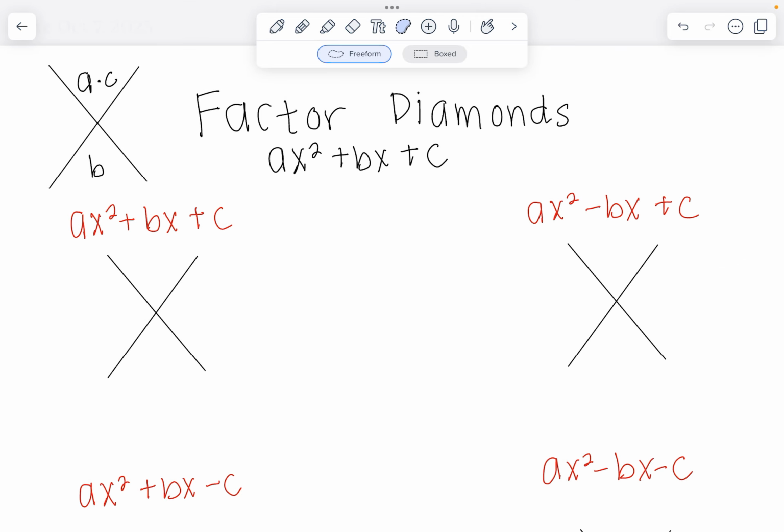Hi friends, we're going to be using what we call factor diamonds. I guess these are X's, but if we connected the sides, we would have a diamond here to do factoring when something is in the form of ax squared plus bx plus c. Now the a, the b, and the c are all going to be numbers, so keep that in mind.